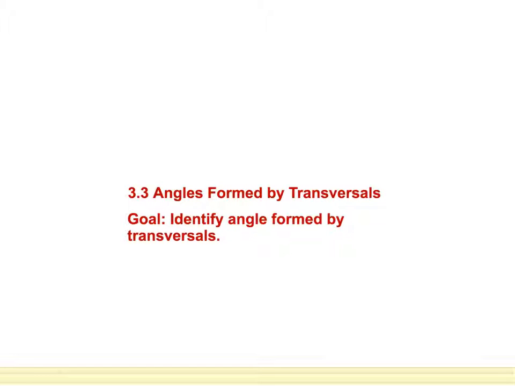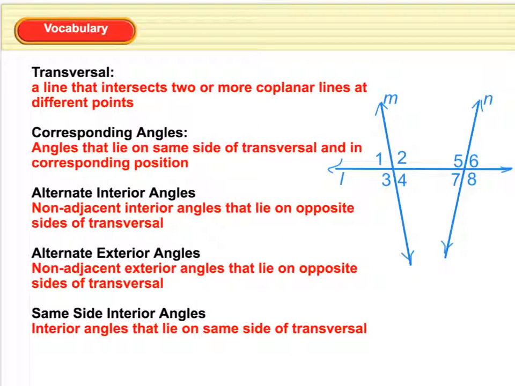Unit 3.3, angles formed by transversals. In this unit, we're going to try to identify different angles and their names formed by transversals. First things first, what's a transversal and what are the different names for different angles? I suggest that you pause the video at the moment and copy these definitions down, and then return to the screen and we can have a discussion, okay?